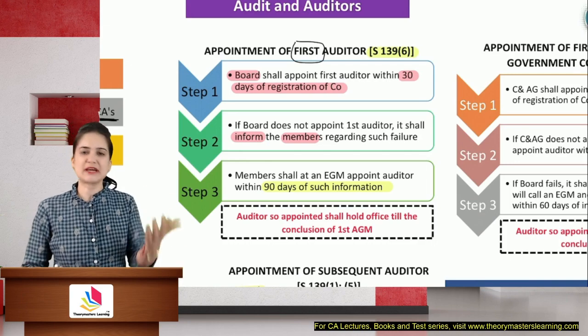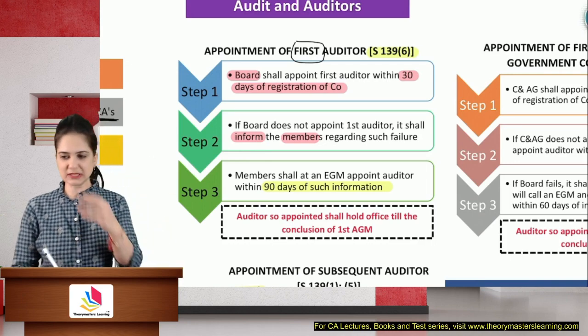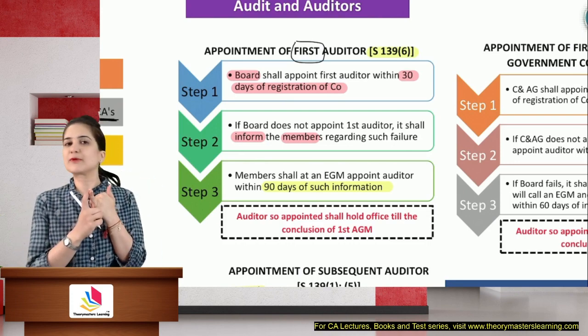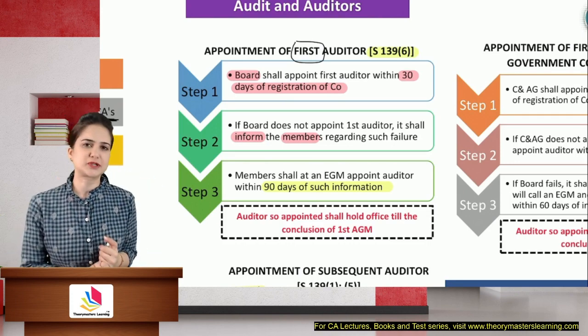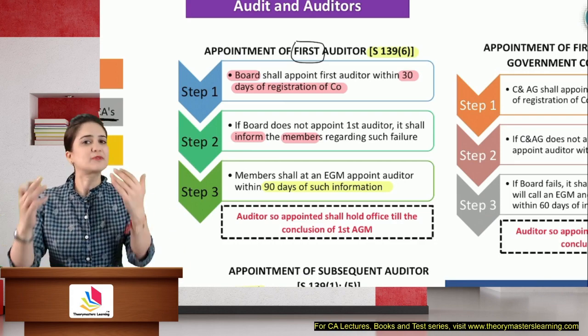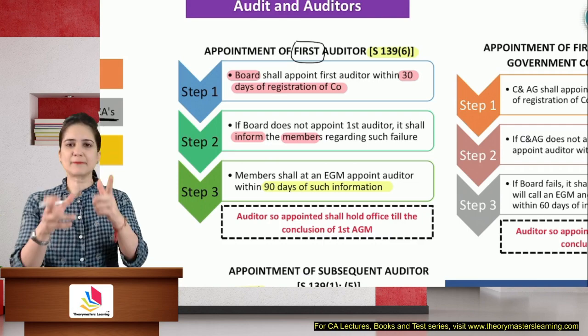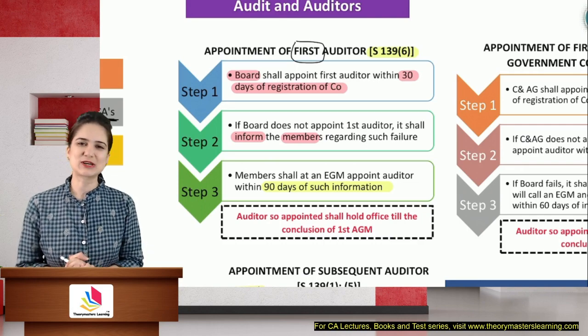So did you notice everything is properly given in steps and sentence form? So let us revise it. Board of directors will appoint the first auditor within 30 days of registration of the company. In case the board fails, they will inform the members, and the members, after receiving this information, will call an extraordinary general meeting and appoint the auditor within 90 days of information.